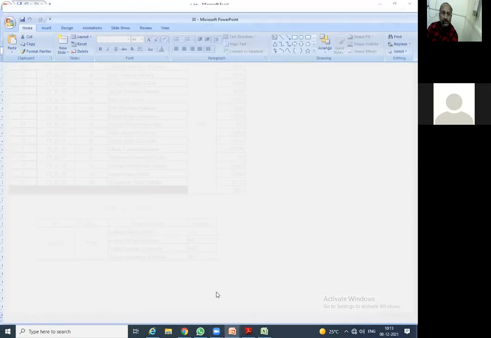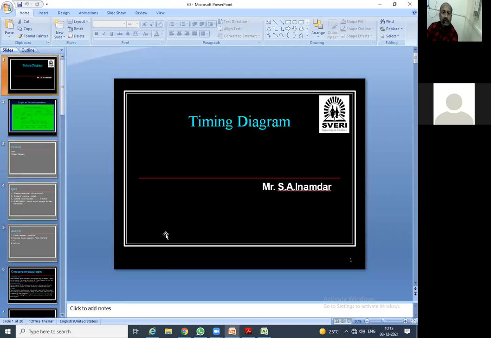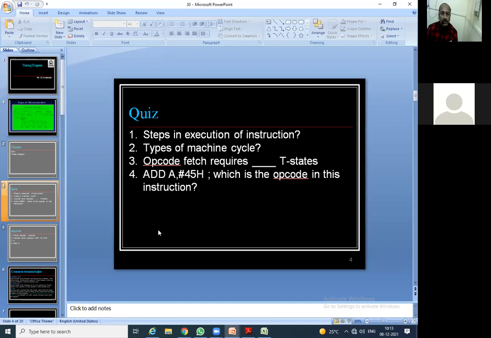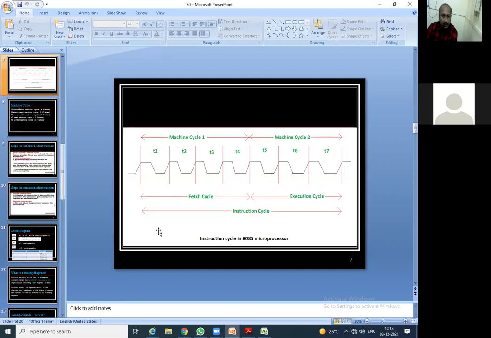So first of all, we will just check what we have seen in the last session. In the last session, as a prerequisite of unit number 3, the programming of the microcontroller, what is a timing diagram? What is a machine cycle? What is opcode fetch? All the common terminologies we have gone through. I hope you are all remembering this: the instruction cycle, machine cycle, T state. The relation between them we have also gone through, what each one is called and what it is.